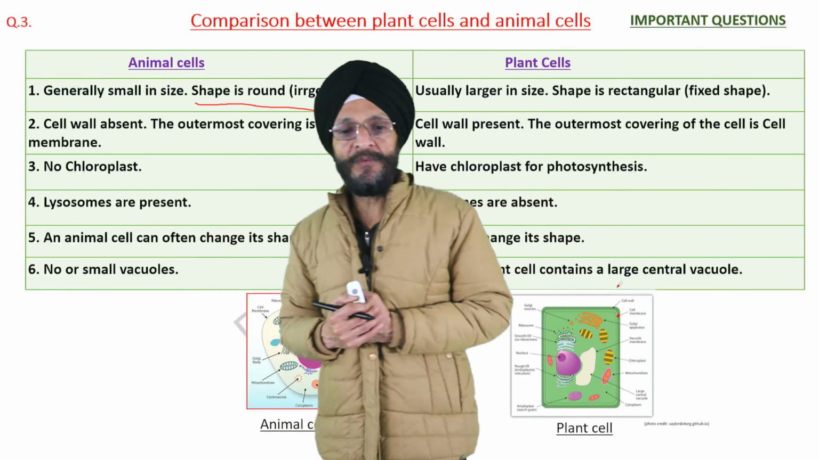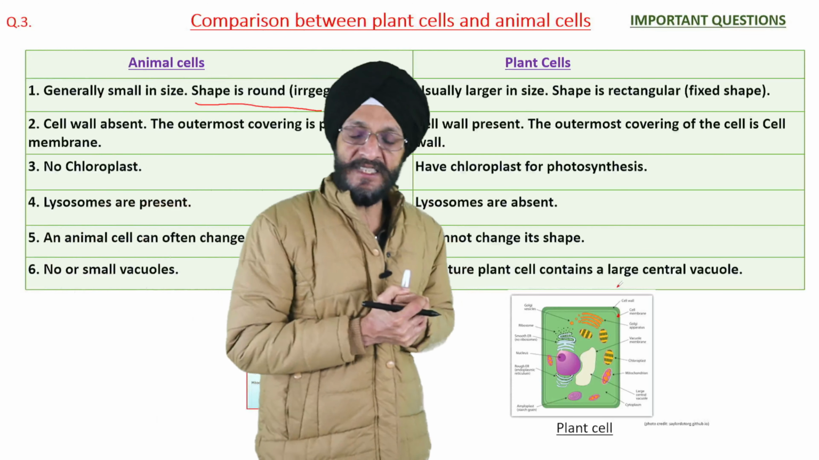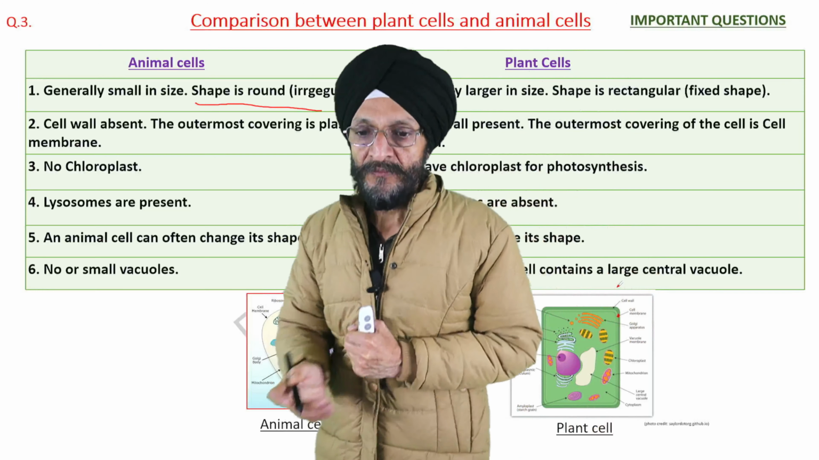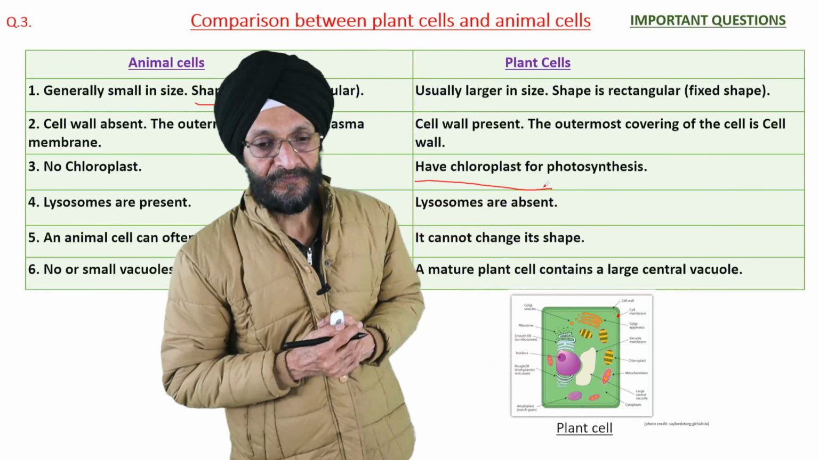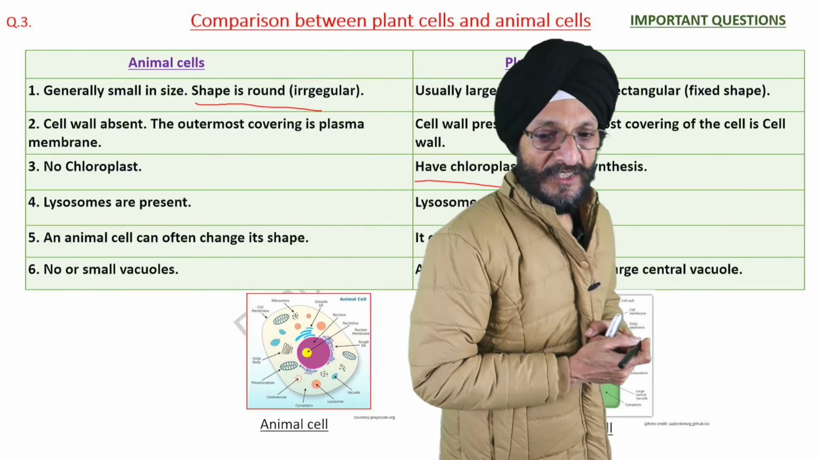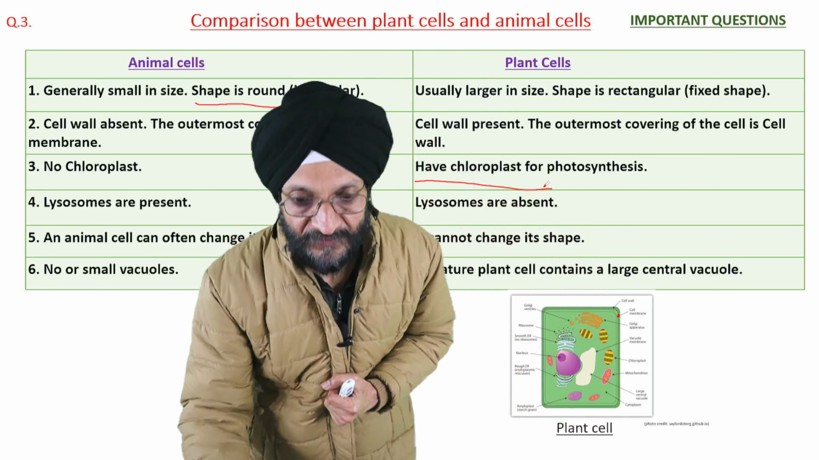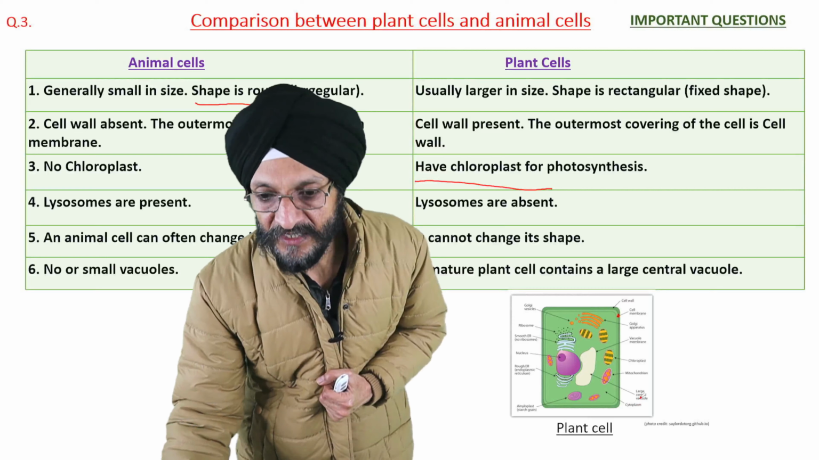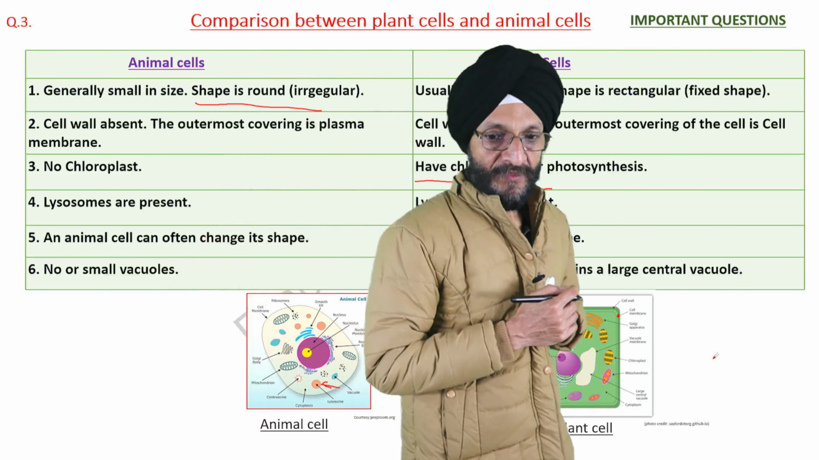In the case of animal cells, chloroplasts are not there, whereas as plants are usually involved in photosynthesis, the plant cells have chloroplasts. Lysosomes are present in the case of animal cells. These are the lysosomes. Whereas lysosomes are not present in the case of plant cells.